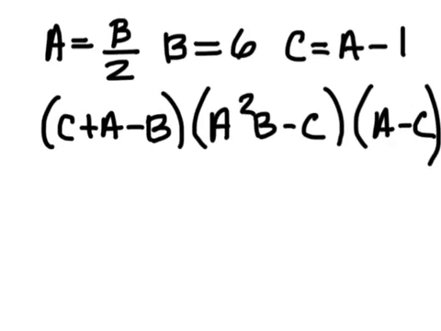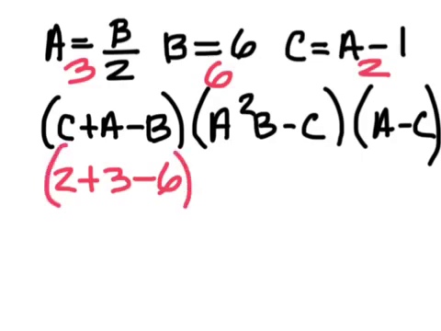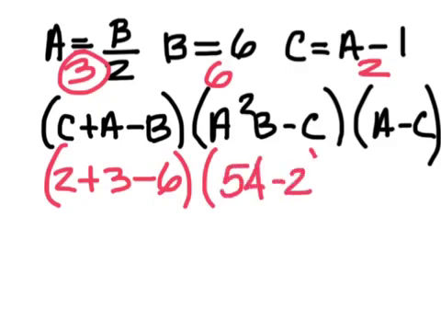Warm up number 2. Let's see here. B is obviously 6, so A would have to be 3, and C is A minus 1, so that's going to be a 2. So this is 2 plus 3 minus 6 in this set. I got it wrong. A squared is 9, so we'll have 9 times 6, which is 54, minus 2, and then A is 3 minus C is 2.